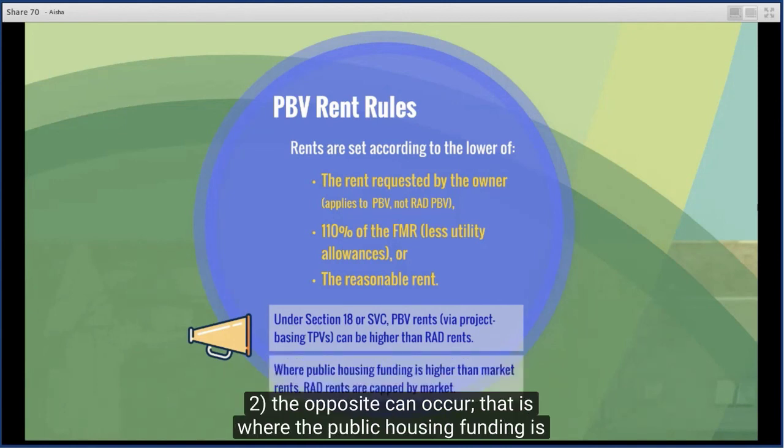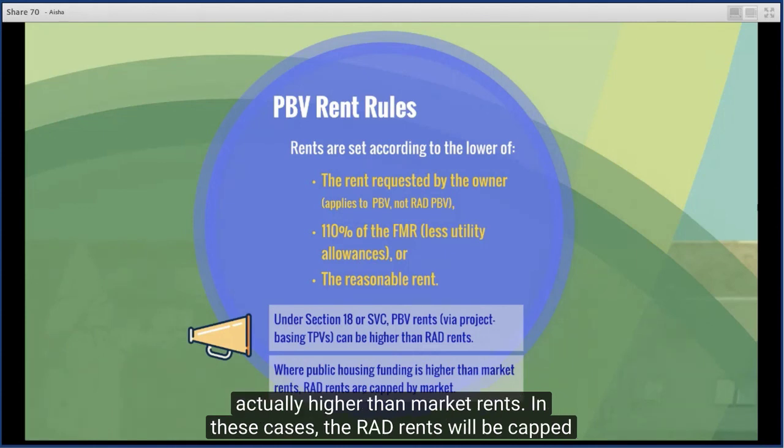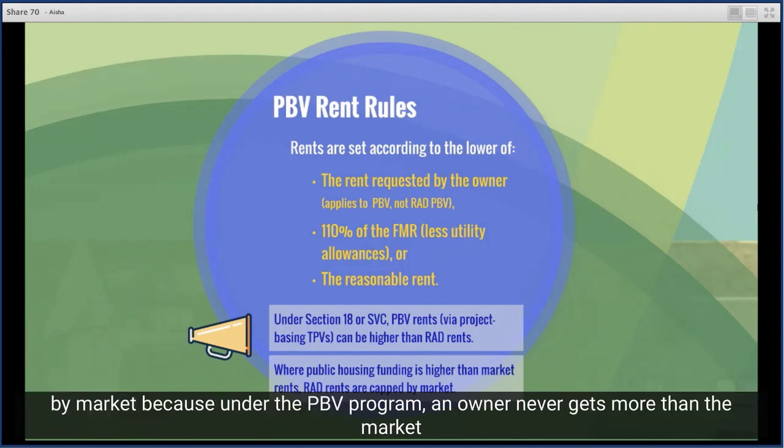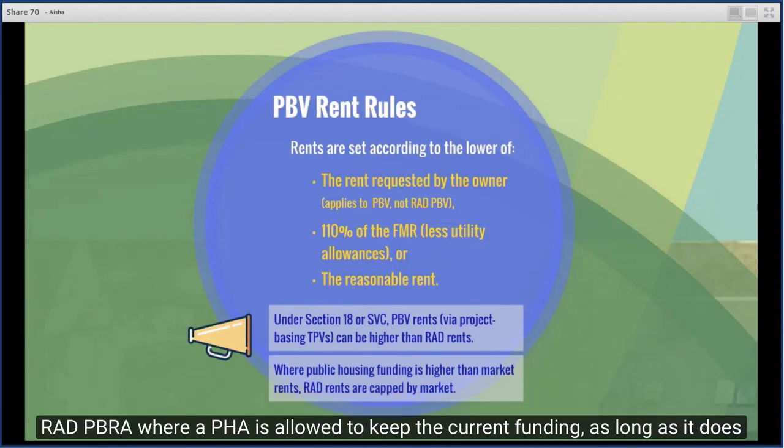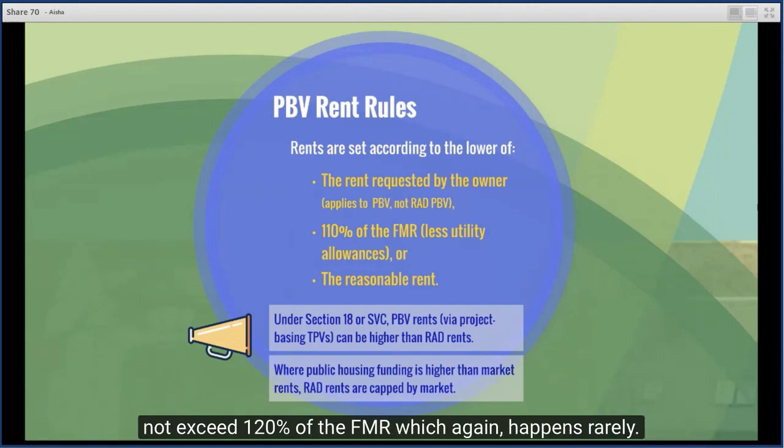Second, the opposite can occur, that is where the public housing funding is actually higher than market rents. In these cases, the RAD rents will be capped by market, because under the PBV program, an owner never gets more than the market or reasonable rent. When this happens, the PHA may want to consider converting to RAD PBRA, where the PHA is allowed to keep the current funding as long as it does not exceed 120% of the FMR, which again happens rarely.